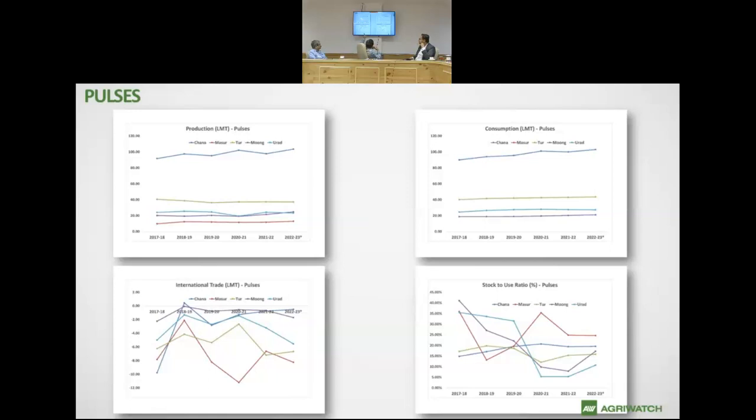So when you say trade here, you mean exports minus imports, right? Oh, okay. So that's the delta. Yes, it is a deficit when you are importing more than you export. Yes. So in 2018-19, this is Chana.